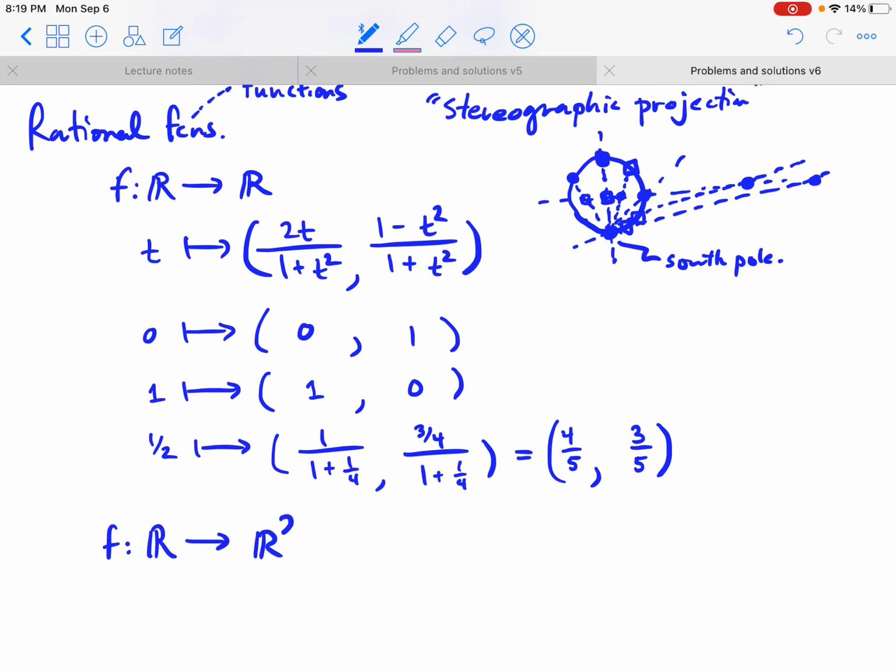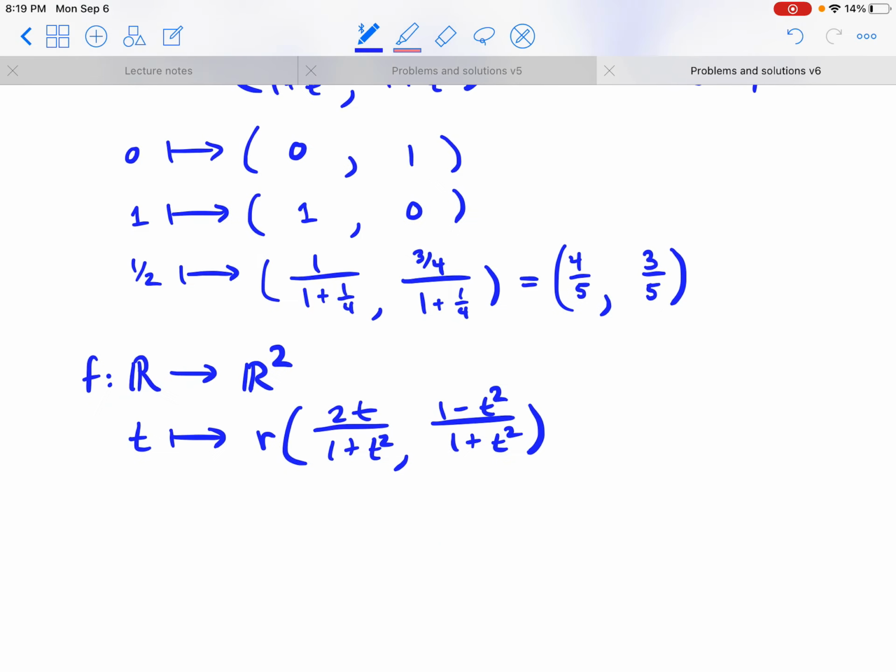So then actually our map should be: send t to the point r times 2t over 1 plus t squared, and 1 minus t squared over 1 plus t squared. And I wrote the r out here, but the way we multiply a vector by a real number is that it comes into each of the components. And so I could have written 2tr.